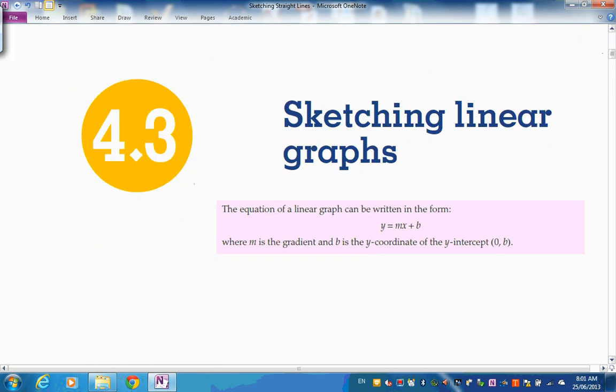Sketching linear graphs. This is from Pearson's textbook, and you should have a copy quite handy so you can check it out along with these podcasts. So here we go. The equation of a linear graph can be written in the form y equals mx plus b. We usually use c, but it doesn't matter. The number in front of x is the slope or the gradient. Pearson's are calling it the gradient. And then this is the number where it crosses the y-axis: the y-axis intercept, or just the y-intercept.